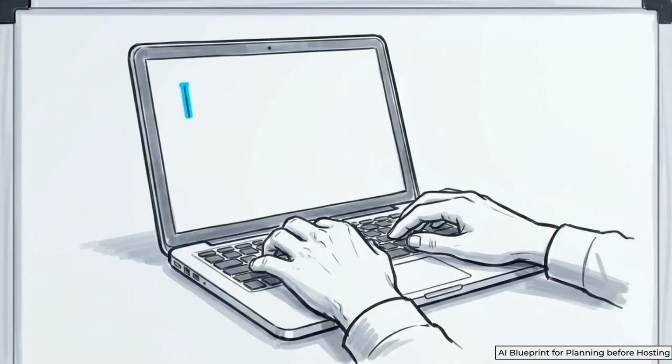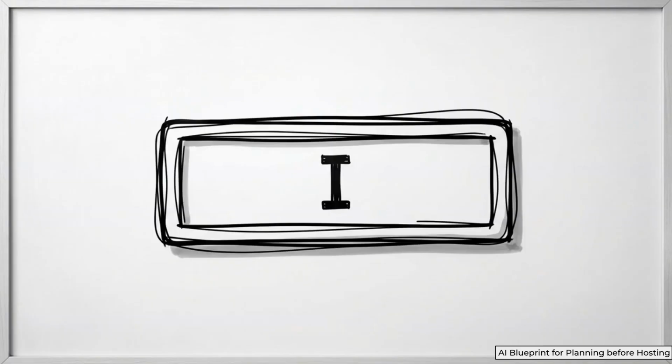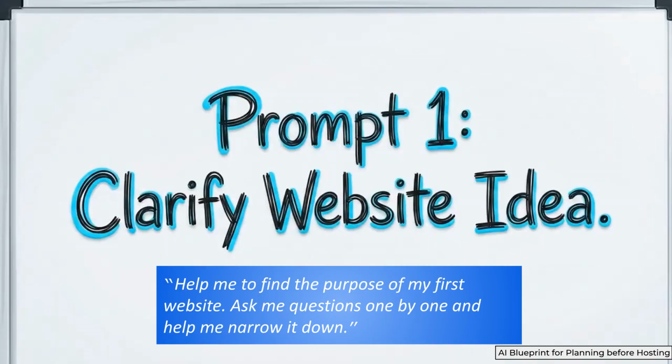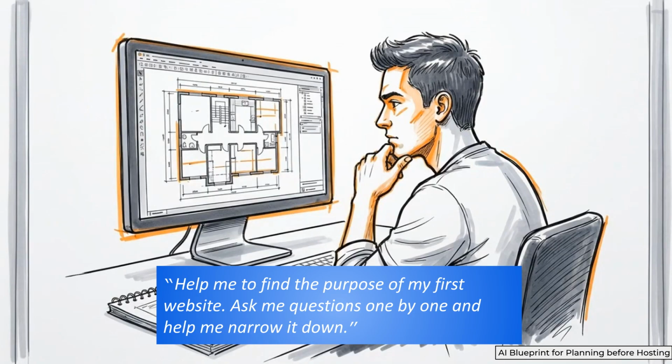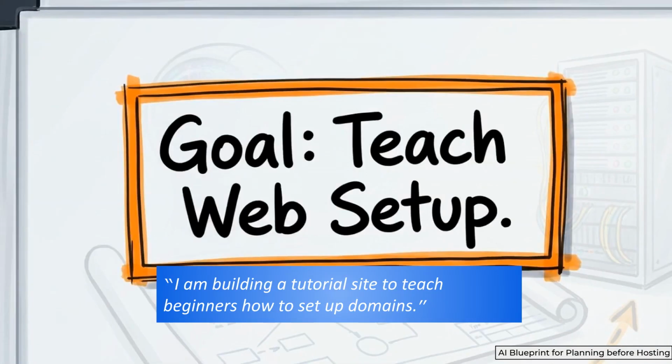Step 1 is setting up the foundation. Open up your preferred AI assistant. We are going to establish exactly what your project is going to be. To do that, we use our first prompt. Type this in: help me define the purpose of my first website. Ask me questions one by one and help me narrow it down. You want the AI to force you to think. Answer its questions until you arrive at a single, clear purpose statement. Something like, I am building a tutorial site to teach beginners how to set up domains.